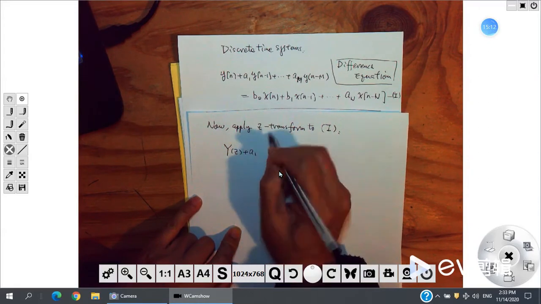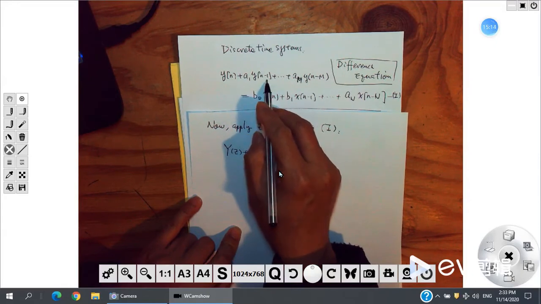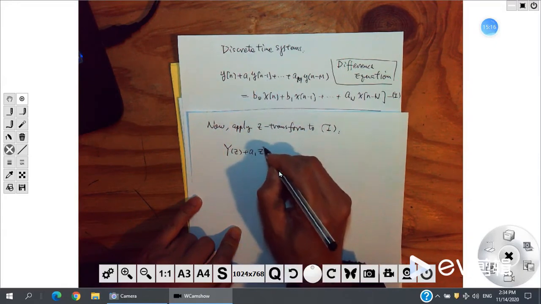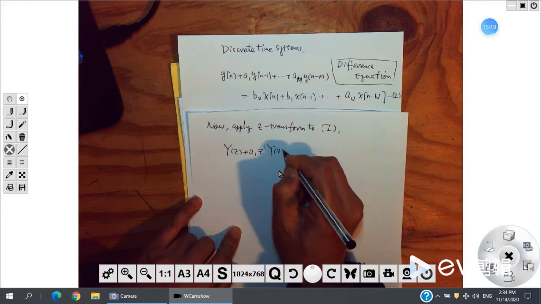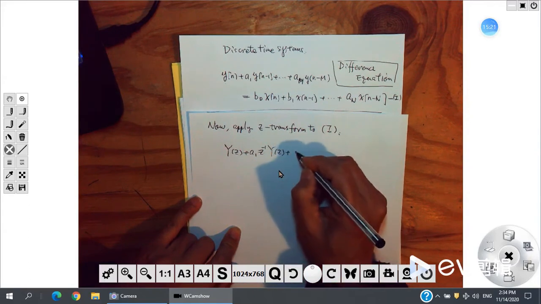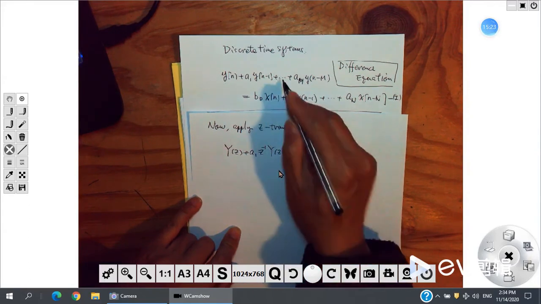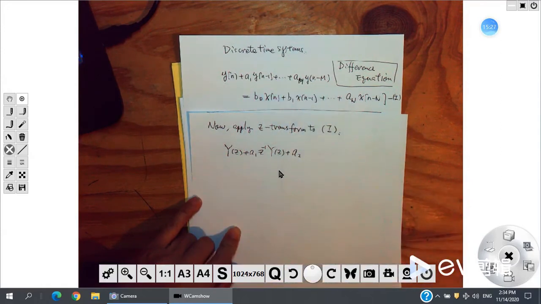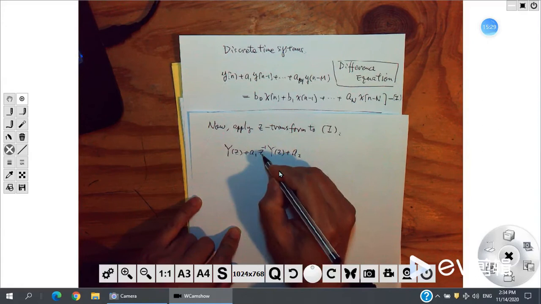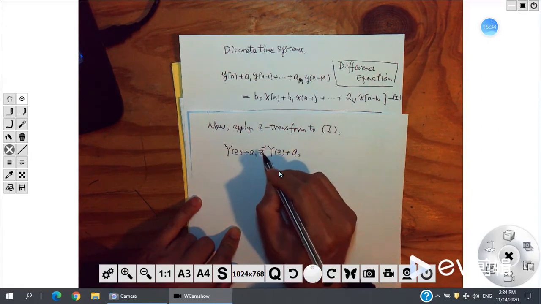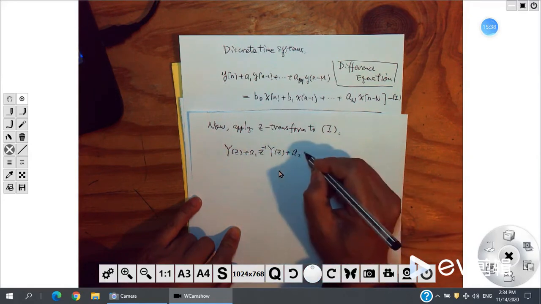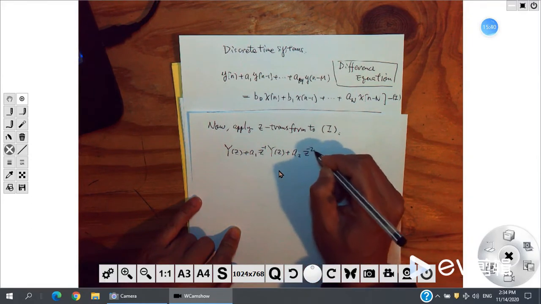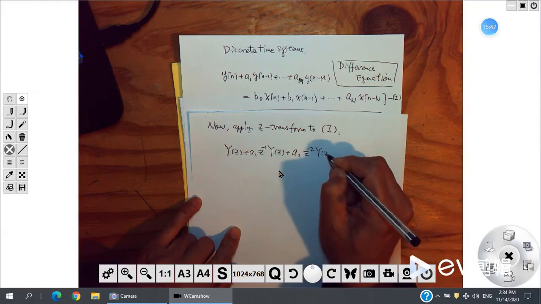a1. What is it? This is shifted y, so it is just z to negative 1 times y. And the next element will be a2 and y of n minus 2, shifted by 2. Minus 2, you can consider minus 1, then minus another 1. So it's a delay, times z inverse, and another z inverse. So z to negative 2, then y of z.